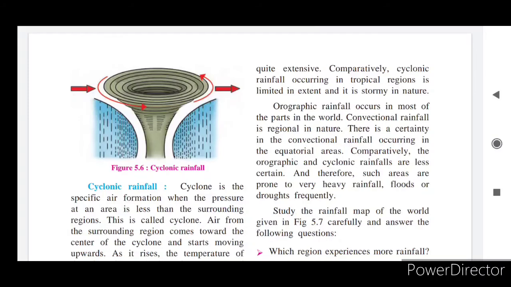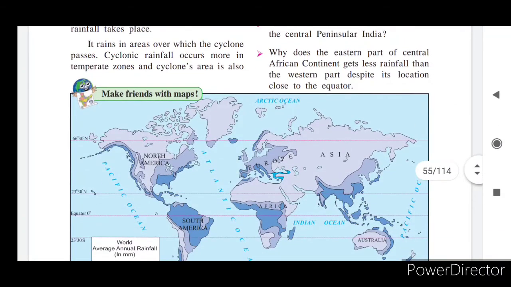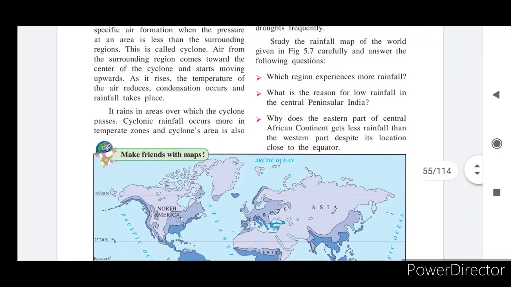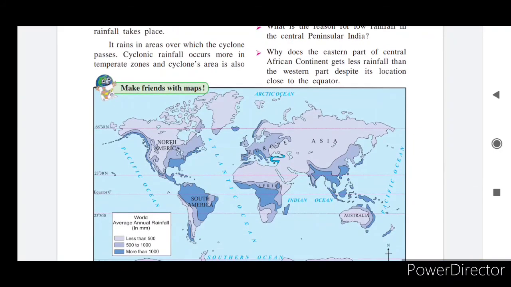Study the figure. Study the rainfall map of the world given in figure 5.7 carefully and answer the following questions. So here in the 5.7 map, we have to see the world map and give the answers to the questions. What questions are asked? Question number 1, which region experiences more rainfall? Here we can see that in the downside, in the southern region, we can find more rainfall.